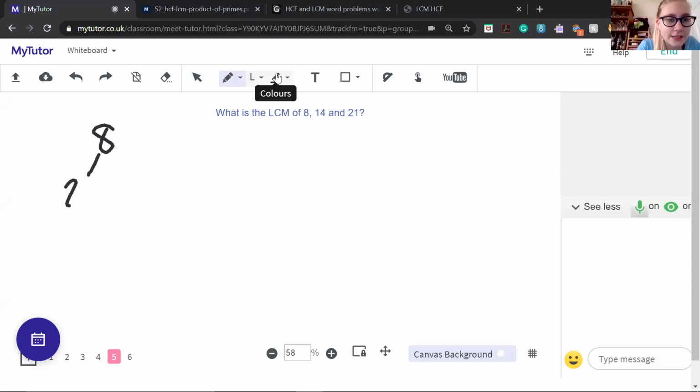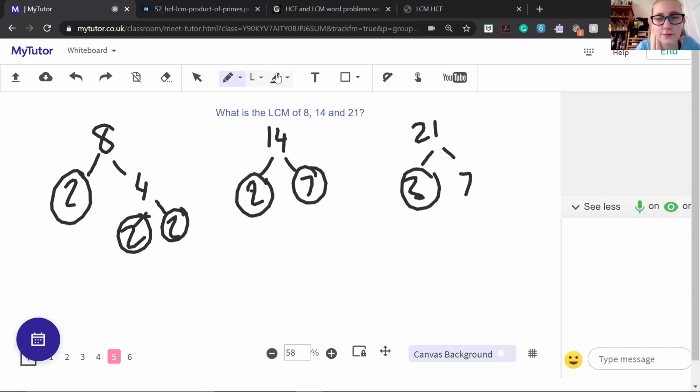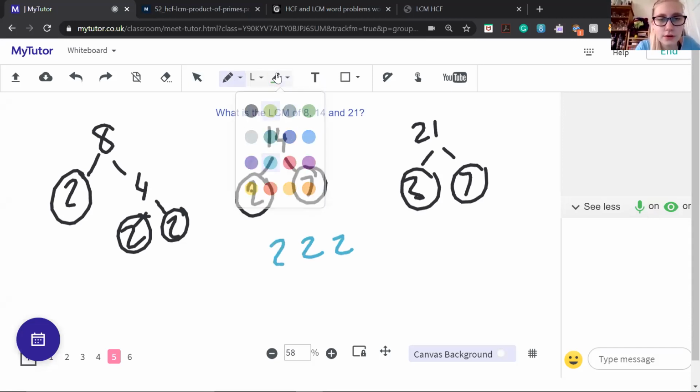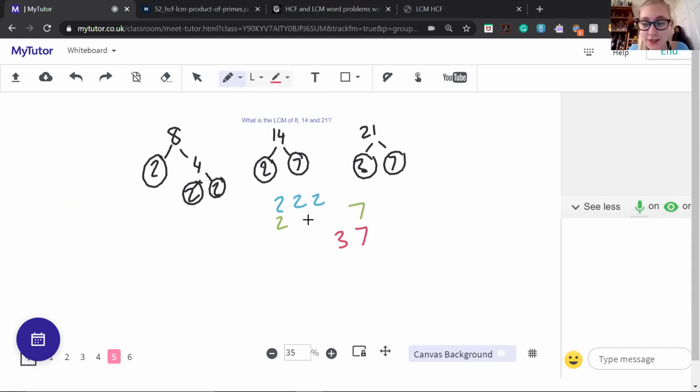So 8 is 2, 2, and 2. 14 is 2 and 7. And 21 is 3 and 7. So let's write all of those out. So 2, 2, 2, 2 and 7, 3 and 7. I'm going to use the writing them all out and multiplying method.